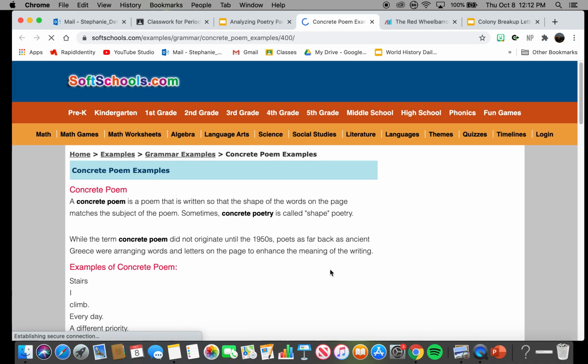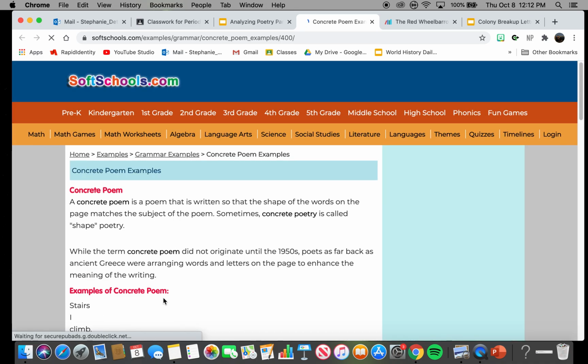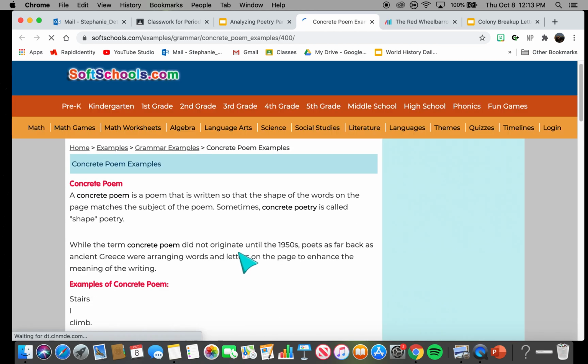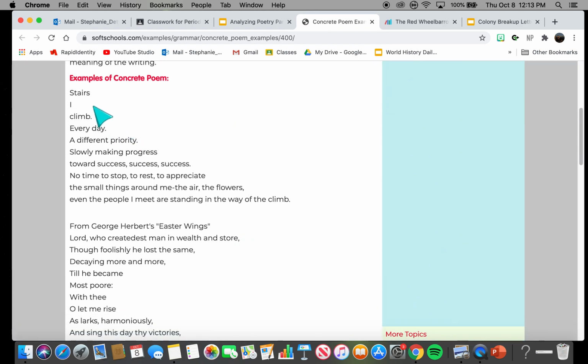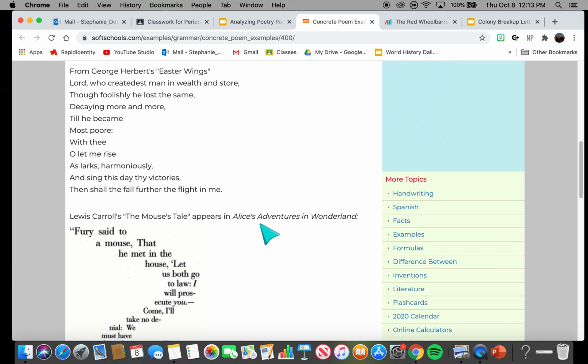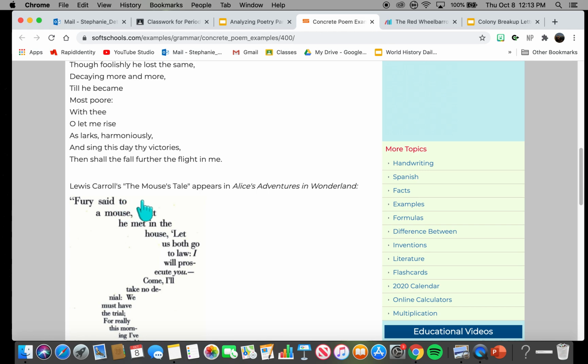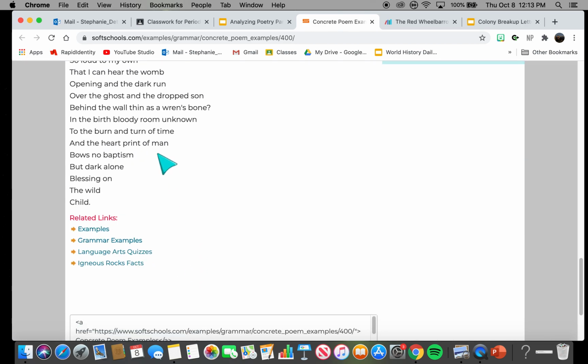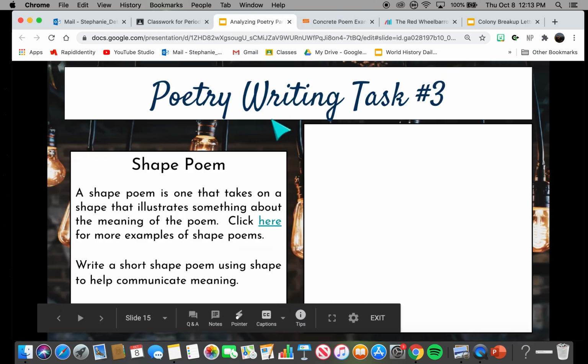So I'm going to click here, and it's going to give me examples of shape poems. For instance, this one right here, down here, if it loads and lets me scroll. Okay, there we go. This one right here is about stairs, so it looks like stairs. And this one down here is talking about a mouse tail. They're very creative because they make it look like a mouse tail. So this is what I meant by a shape poem.